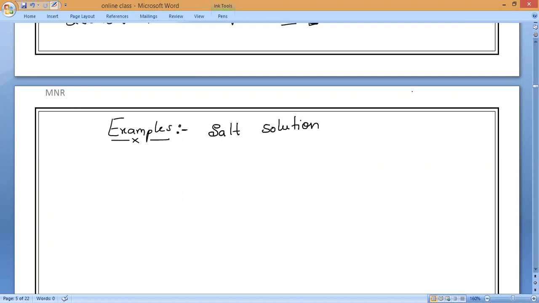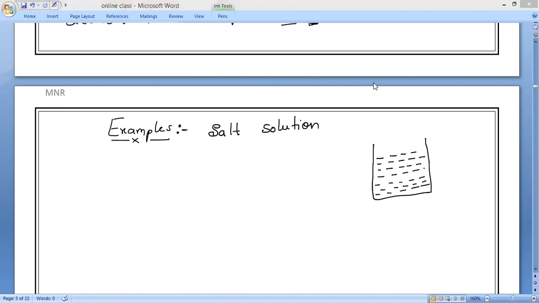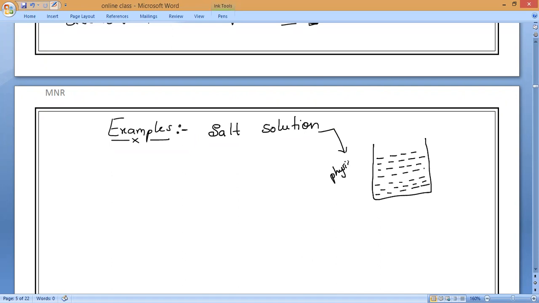By evaporating water, I can obtain the salt back. Is it physical reaction or chemical reaction? By evaporating water, I can get the salt back. Physical. So, it is a physical reaction only. The salt just disappears and occupies the spaces between the water molecules.